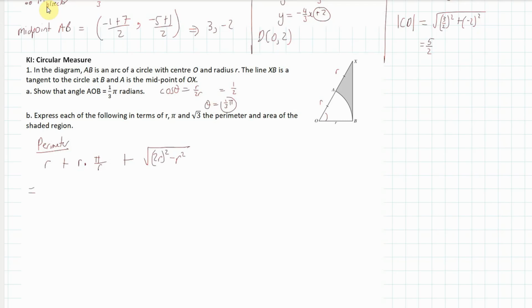And so if we bring this to the next line, we get r plus pi plus square root, and that would be 4r squared minus r squared, I think, square root 3r squared. And I guess we could say this is like r plus pi plus square root 3r. And then we can go, well, this is like r into 1 plus pi plus square root 3. And that would be our final answer there.